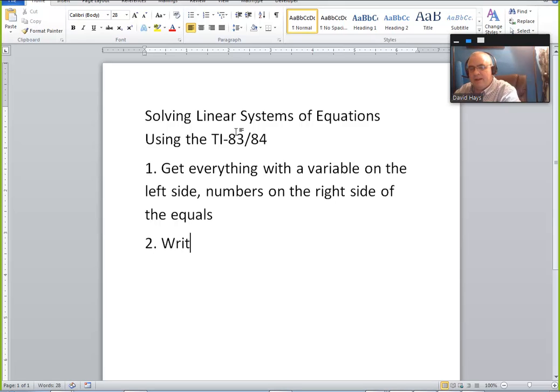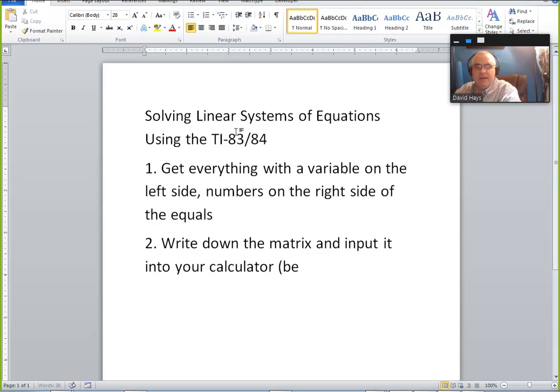Step 2, write down the matrix and input it into your calculator. And then be sure to press second mode to exit out when done. A lot of people forget that step, and you have to do that. I had a student last night forget that.